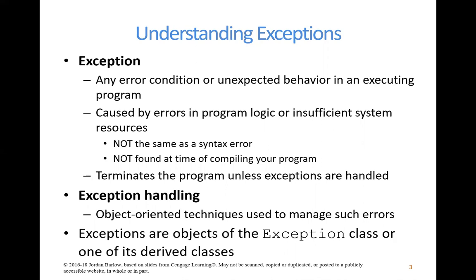Exception handling is the term we use, which refers to object-oriented techniques that we use to manage such errors, such exceptions. Exceptions are objects of the exception class. The way that C# handles these types of errors is that they're built in as a type of class or object. And so we can do something with those errors the same way that we can work with other variables or objects in our C# code.